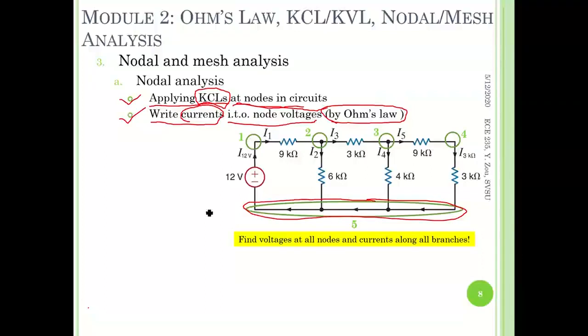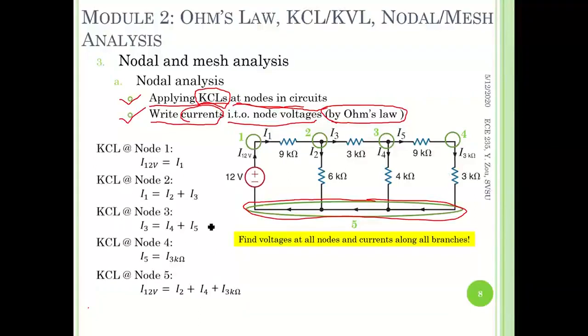Feel free to pause the video and try to write the KCLs. And we have two alternative ways to write KCLs, but here I'm just applying the second statement. For example, at node 1 here, we obviously have the current entering the node, I 12 volt, equal to the total of current leaving it, which is I1. So here we go for the first KCL at node 1. Similarly, at node 2, we have current entering the node, I1, equal to the total of current leaving it, which are I2 and I3. Here we go.